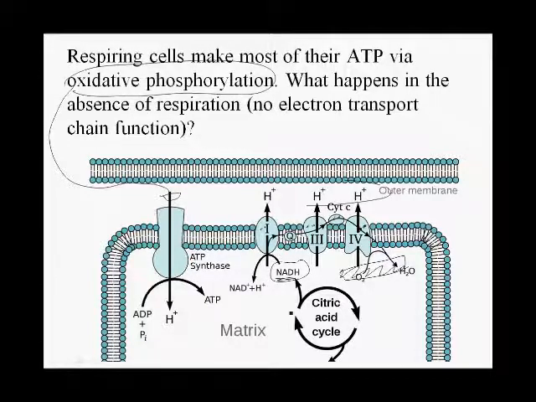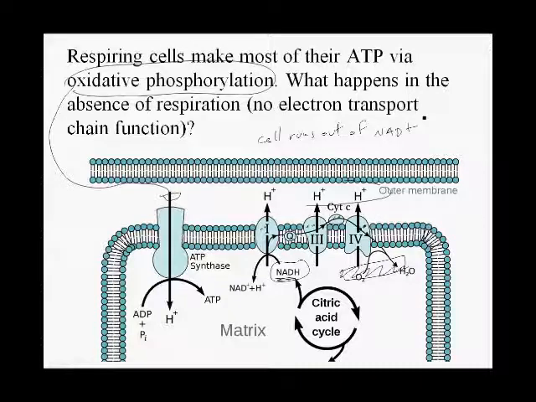The citric acid cycle, glycolysis, and pyruvate oxidation are taking all of the NAD plus in the cell and reducing it to make NADH. What will happen then is that the cell runs out of NAD plus, because all of the NAD plus has been converted to NADH.